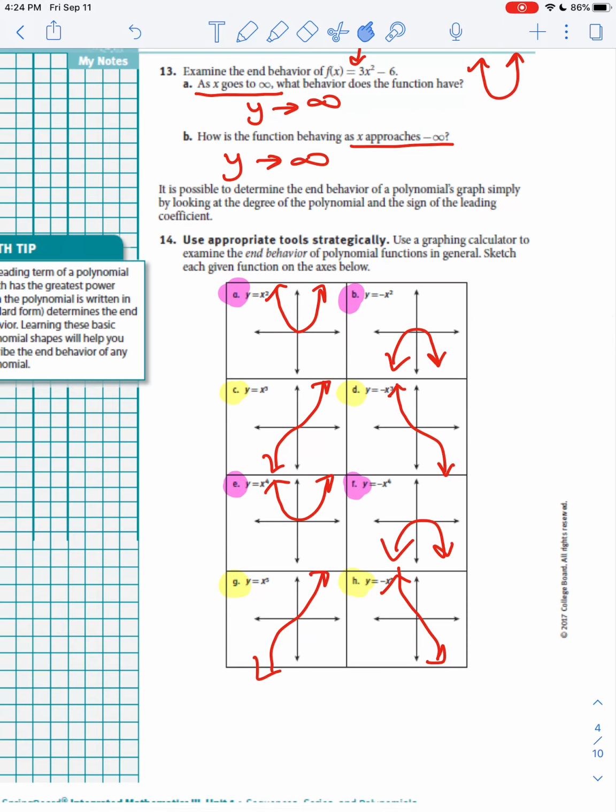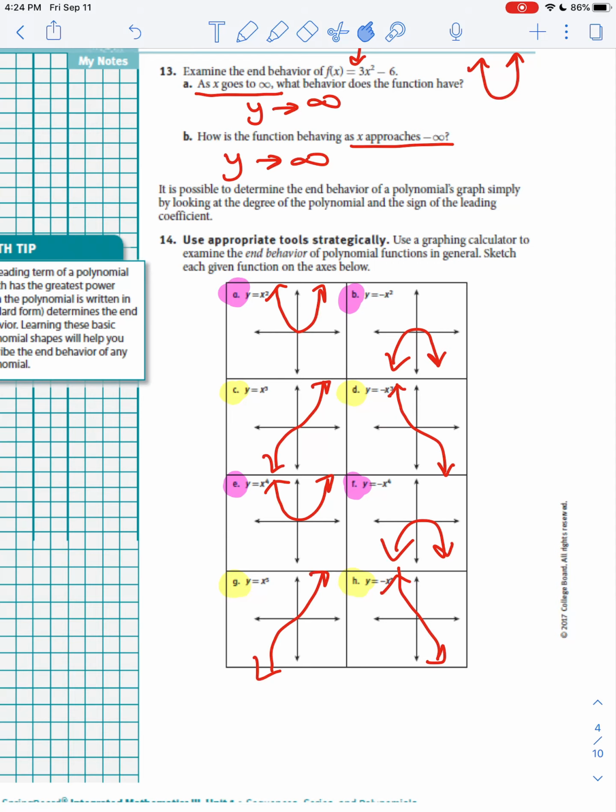There we go. All right, so if you notice, I already have them color-coded from the previous recording. And so you should be able to notice that A, B, E, and F are all even. They all have symmetry with the y-axis. And C, D, G, and H are odd. They all have origin or rotational symmetry. Okay.